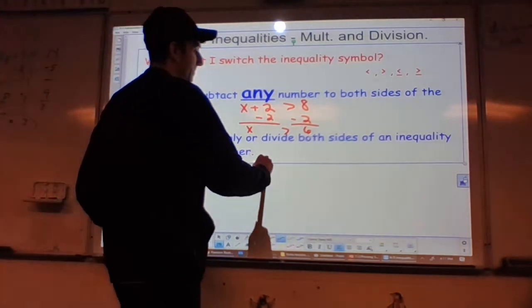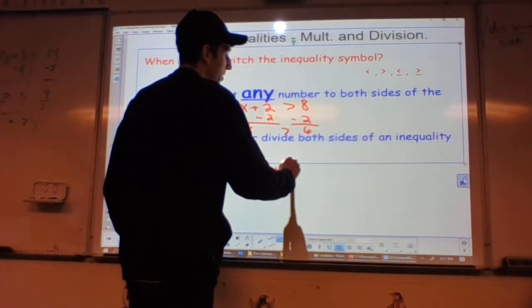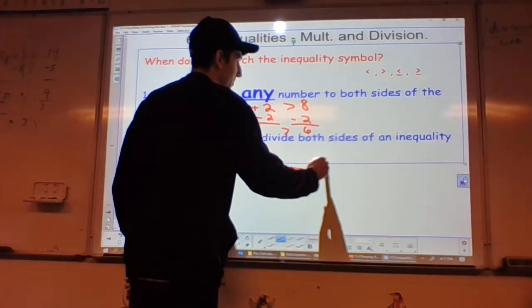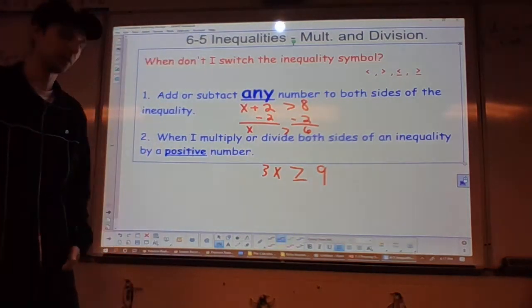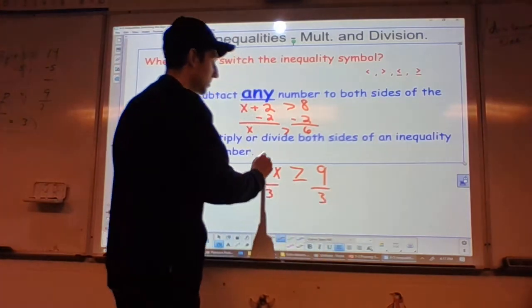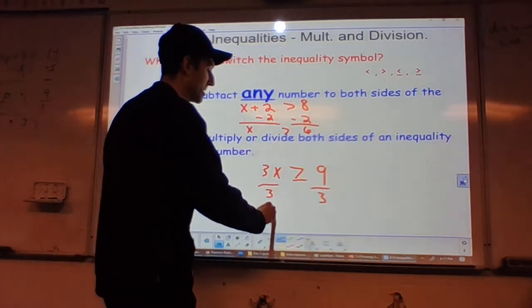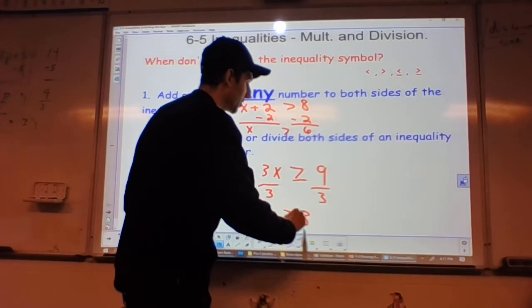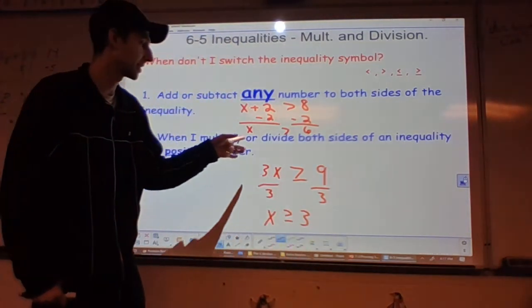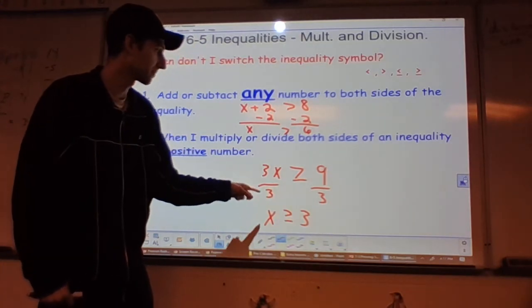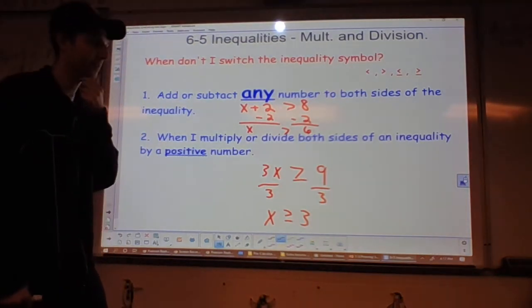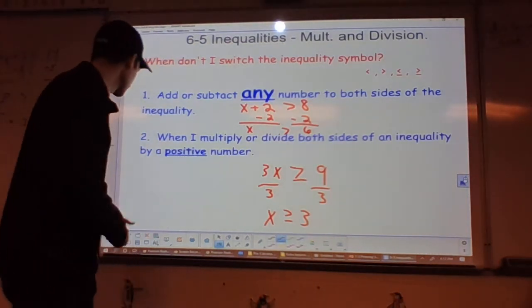Another time you don't want to flip it is if you're dividing or multiplying an inequality. So if it was 3x is greater than or equal to 9, and I go and solve this one, I would divide both sides by 3. To undo the multiplication, I'm using division. So I have x is greater than or equal to 3, which makes sense. If I plug in, say, 4, which is greater than or equal to 3, 4 times 3 is 12, which is greater than or equal to 9. So it doesn't make sense to flip it in this case.